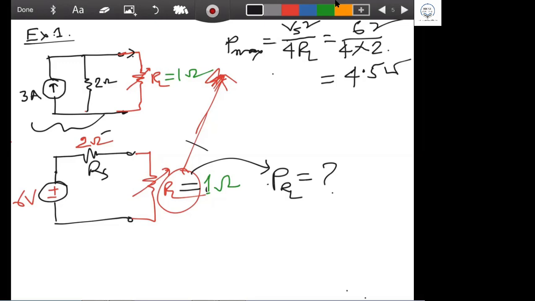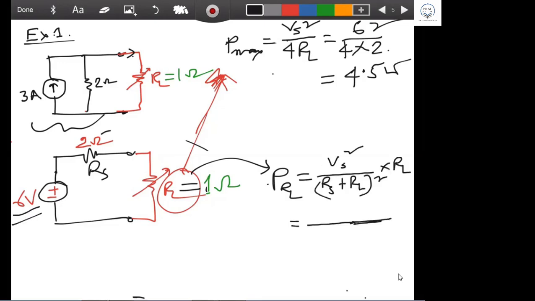No, sir, it will be 3, sir. Or 6. Vs equal to what? 6. You cannot see the Vs here? Oh, I'm sorry, you cannot see. Okay, can you see now? This is Vs. Yes, sir, it's 6.